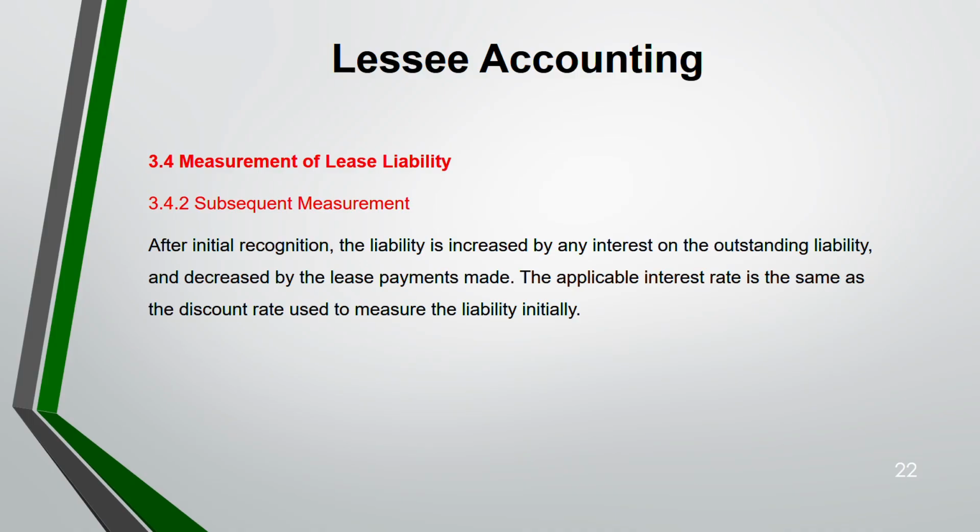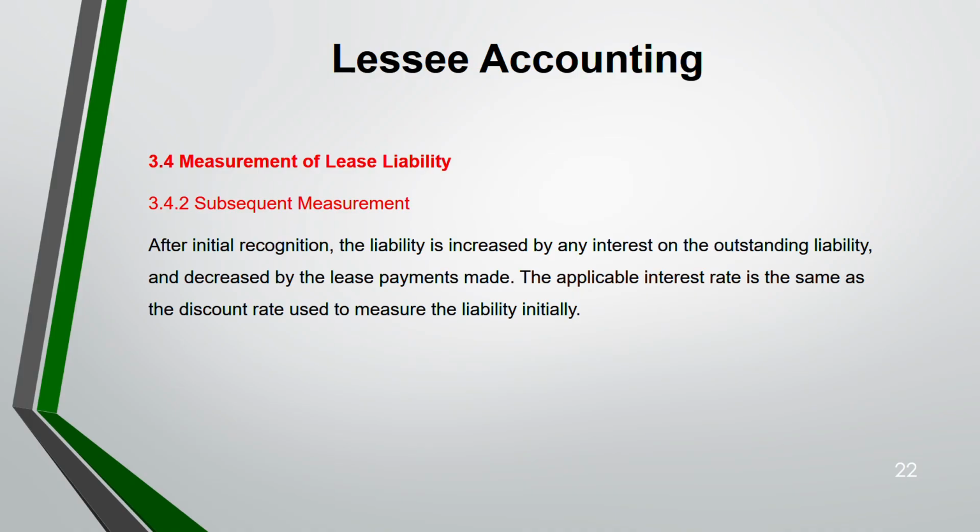Now, subsequent measurement, that is about initial. After the initial recognition, liability, like any other liability, will have an interest on that. For example, when you're taking a loan, it's a liability for us. We have to pay an interest on that. Same for this also. So your liability will be increased by any interest on that outstanding liability, and any lease payment that you make yearly will reduce it. So add the interest, deduct the lease payment from liability, in short.